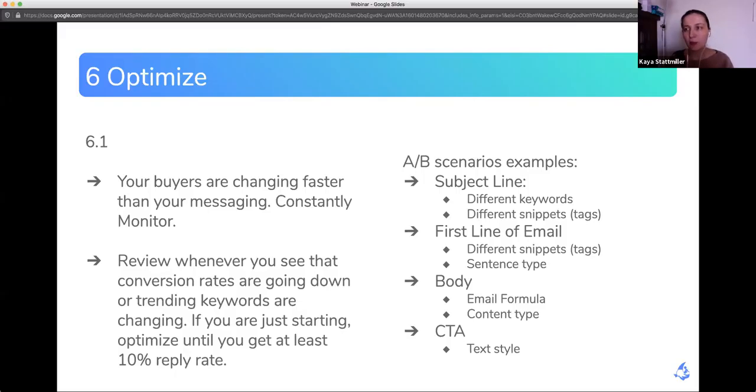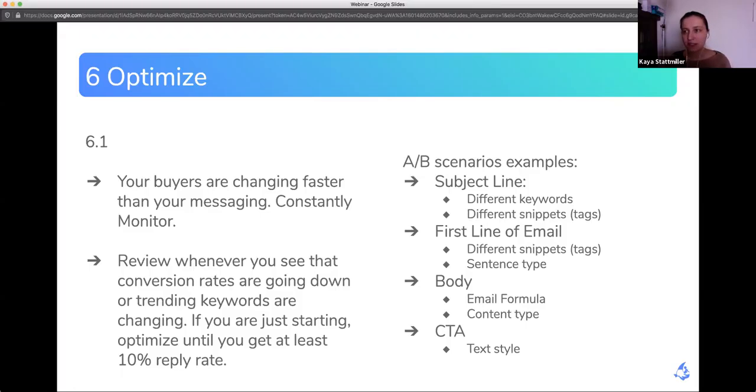In terms of the email body, you can test different email formulas. You can also test different types of content: sharing a customer story, sharing a visual, meaning a screenshot or something, sharing a video, sharing a link to the content, or just using any formula. And the same goes for the CTA style.